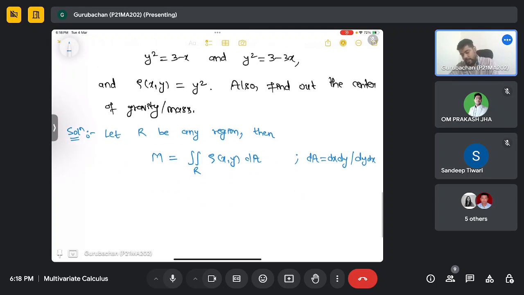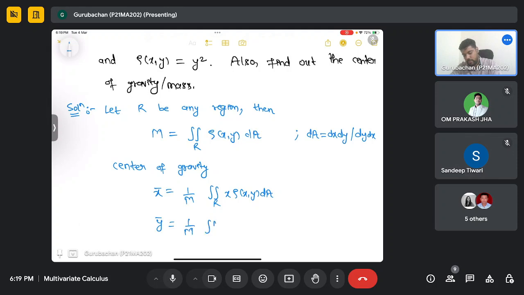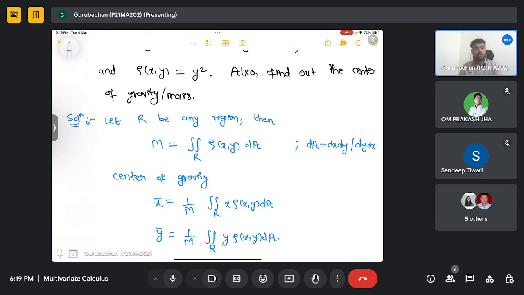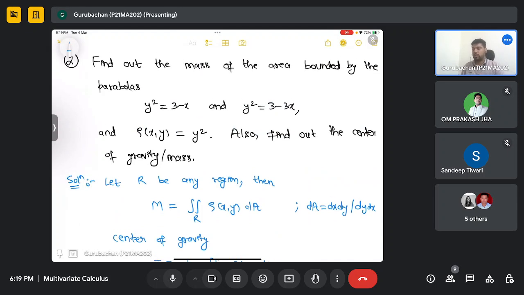And next, what is the center of mass, or you can say center of gravity? So x bar is equal to 1 by m times the double integral of x rho(x,y) dx dy, and y bar is 1 by m times the double integral of y rho(x,y) dx dy, where the density function is rho. So now you know the formula for calculating the total mass of this region R and the center of gravity. And you know this parabola, so first draw it and then try to calculate this mass.